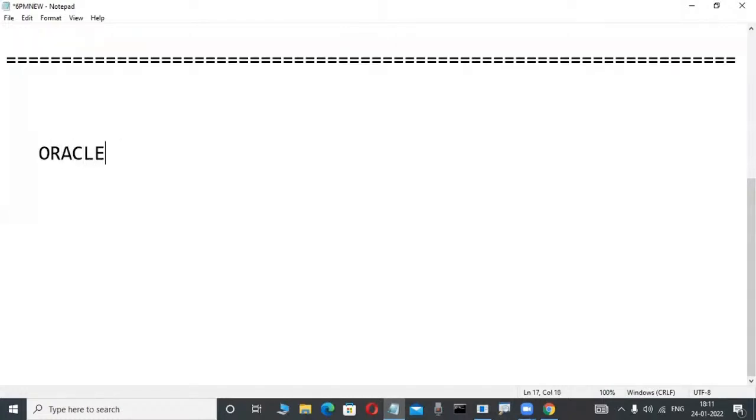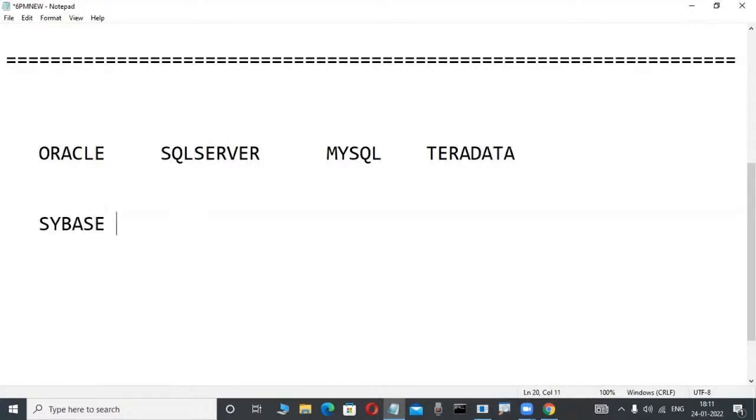Oracle is a product from Oracle Corporation. Don't write it today. SQL Server is a product from Microsoft. MySQL is an open source product, which is now also from Oracle. Teradata is a product from NCR Corporation. Sybase is a product from Ingres Software. Like this, so many products are there. These products are all relational databases, or these products are all implemented based on the relational data model.